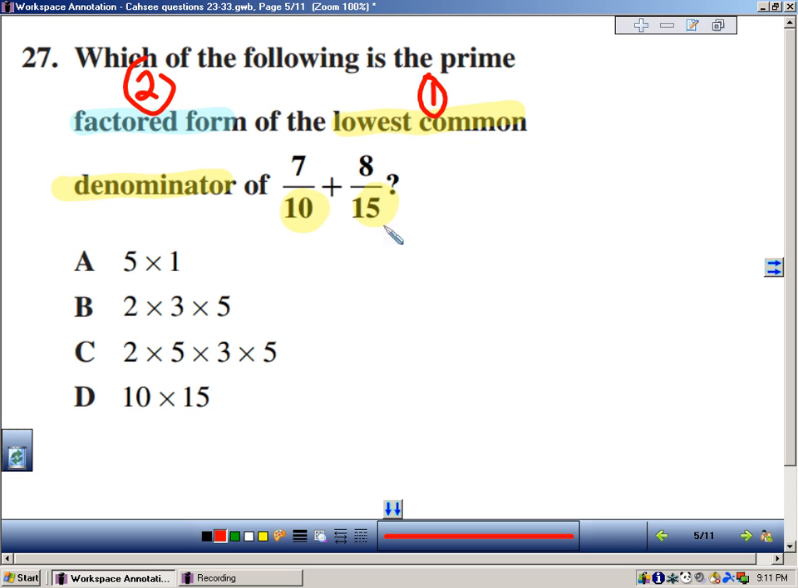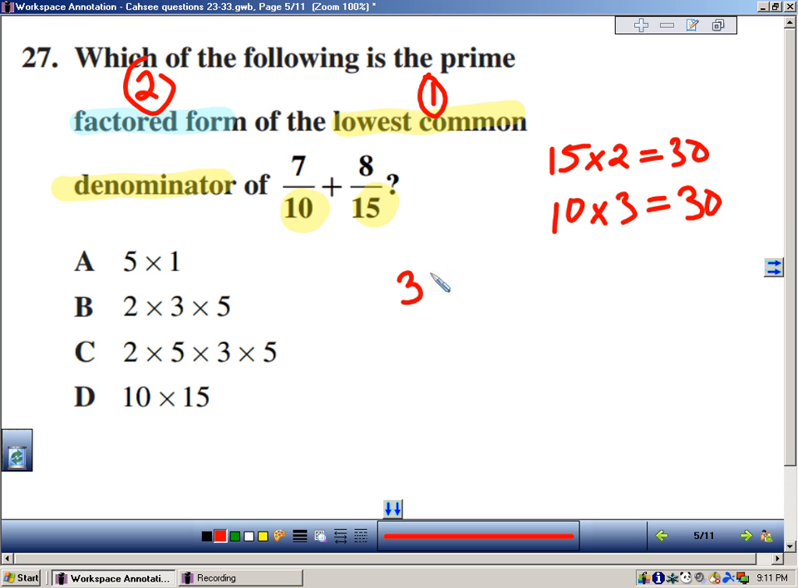So we're looking at 10 and 15. Start with 15. 15 times 1 is 15. What do I multiply 10 by to make it 15? Can't. 10 times 1 is 10. 10 times 2 is 20. Not going to happen. Multiply 15 by 2. 15 times 2 is 30. Well, I think 10 can be made 30 if I multiply by 3. So my lowest common denominator is 30. So now, knowing that, it says to factor that 30 in its prime factored form.